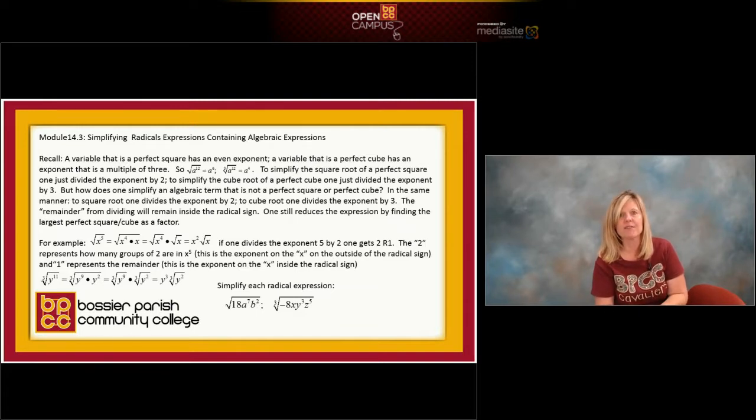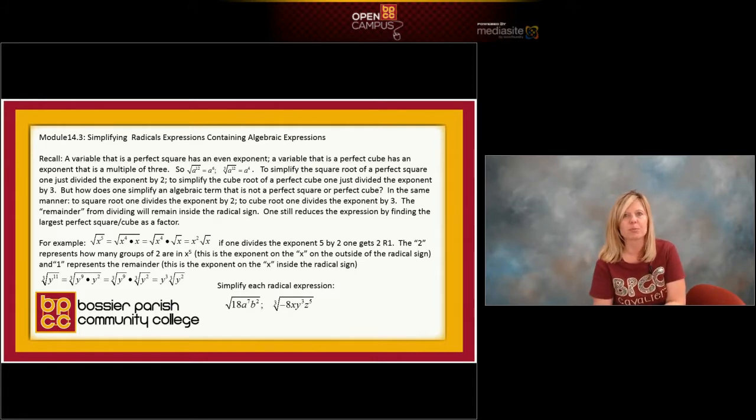For example, if I have the square root of a to the 12th, because that exponent 12 is even, we know that's a perfect square, which means we can square root it. The square root of a to the 12th is a to the 6th, because to square root a variable, we divide that exponent by 2. If a variable is a perfect cube, its exponent should be a multiple of 3: 3, 6, 9, 12, etc.